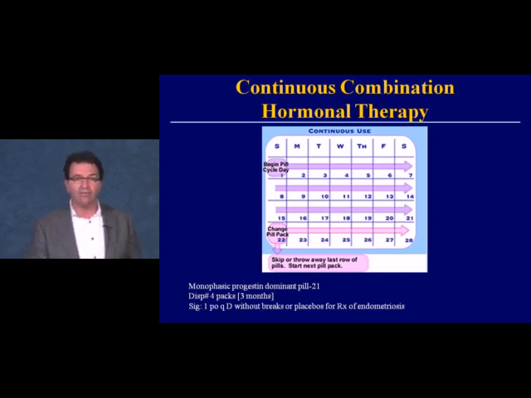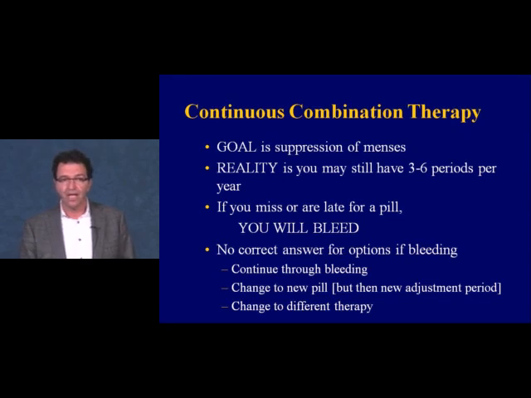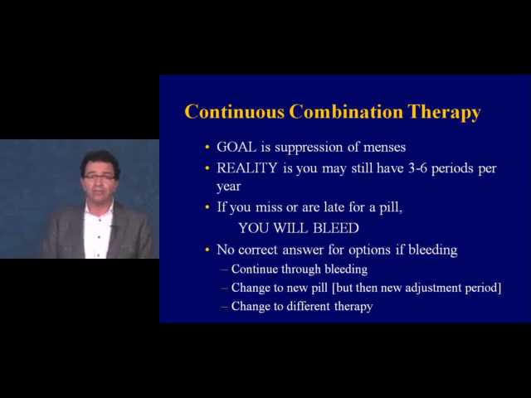We as healthcare providers need to write the prescription the right way so that they're taking the pill. 4 packs will last for 3 months, and we write on every prescription 1 pill daily without breaks or placebos for treatment of endometriosis. The goal is suppression of menses. We try to have the young woman take the pill at exactly the same time every day. Even if she's exact about it, she may get breakthrough bleeding or irregular periods.